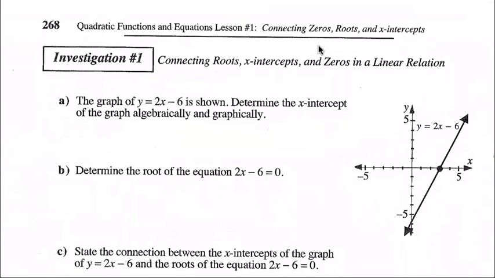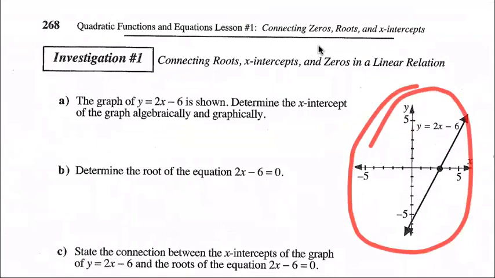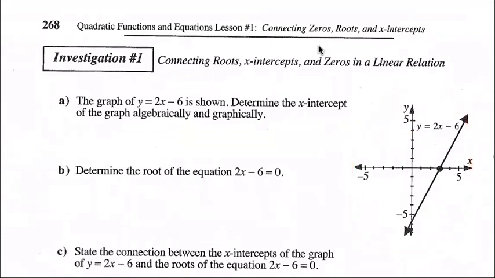Investigation 1, connecting roots, x-intercepts, and zeros in a linear relation. The graph of y is equal to 2x minus 6 is shown right over here. We can put a point at minus 6, and we count our slope, go up 2 over 1, up 2 over 1, up 2 over 1, and we can get this line. Okay, that's how we can graph that.